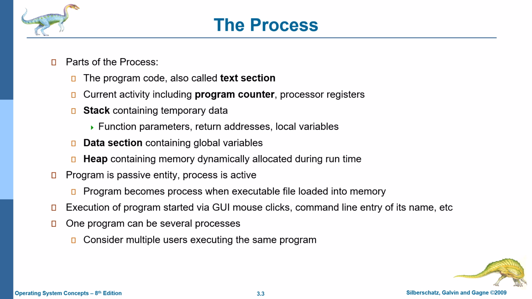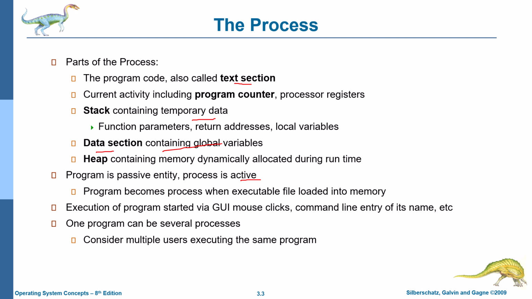The parts of the process. The program code is also called the text section. The current activity includes the program counter and processor registers. Then the stack contains the temporary data, the data section contains all the global variables, and the heap contains the memory dynamically allocated during runtime. A program is a passive entity, a process is an active entity. A program becomes a process when an executable file is loaded into memory.